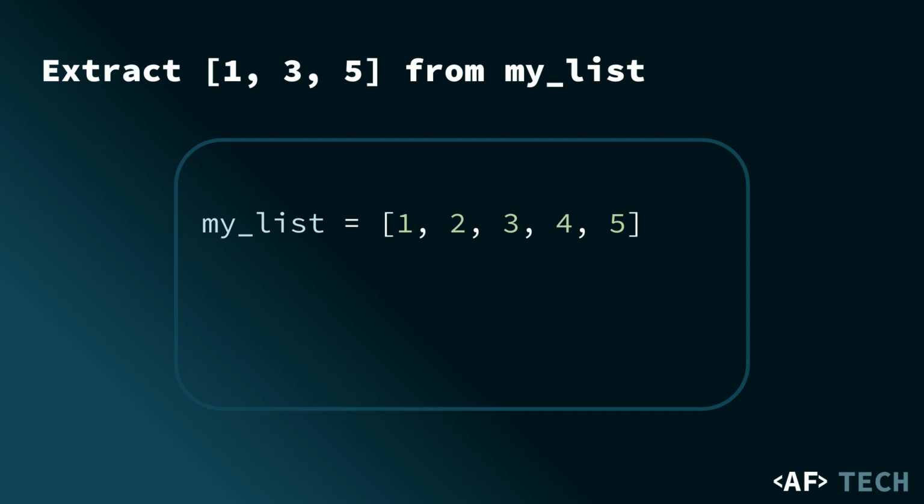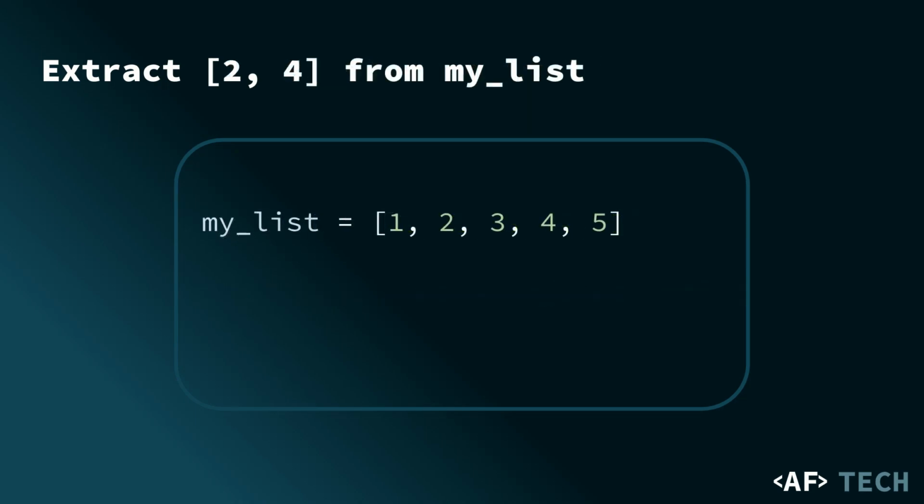Extract 1, 3, 5, so every other item from my list. Here we'll put 2 colons to add the parameter for the step of 2, so we will go by a step of 2 starting at 0 and just going until the list is over. Now only extract 2 and 4 from my list, which is still every other number but starting at a different point. Here we'll index starting at 1, go until the list is over with a step of 2.